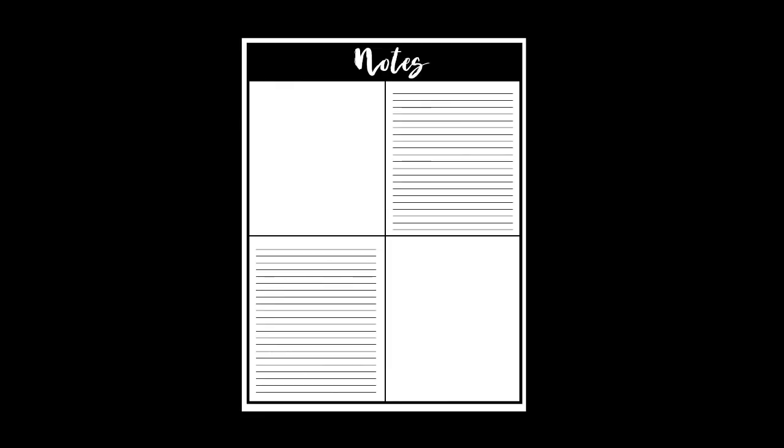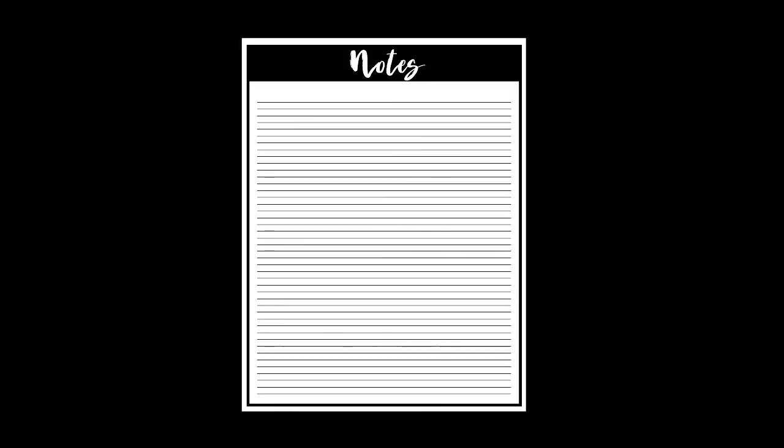Next, you see the first notes format. I have two formats for note taking. I am someone that enjoys to doodle and draw. So the first one you see has two squares where you can draw, and then it has lines. On the second format, you see that it has all lines.